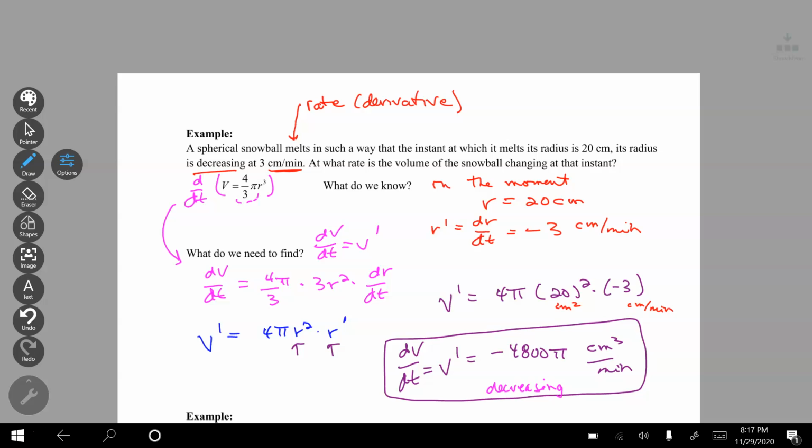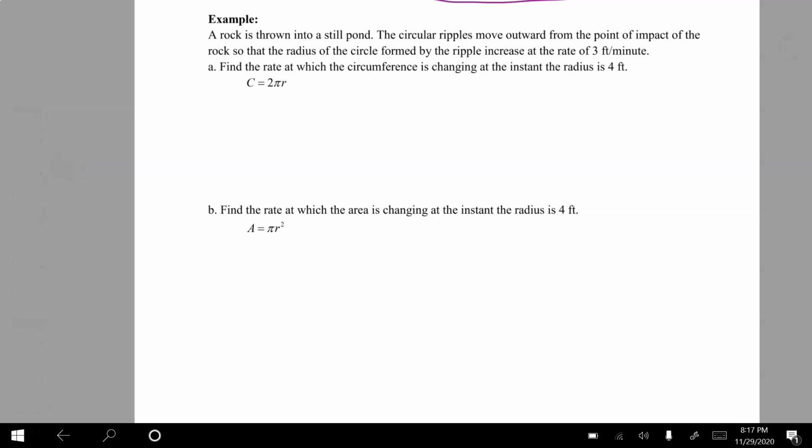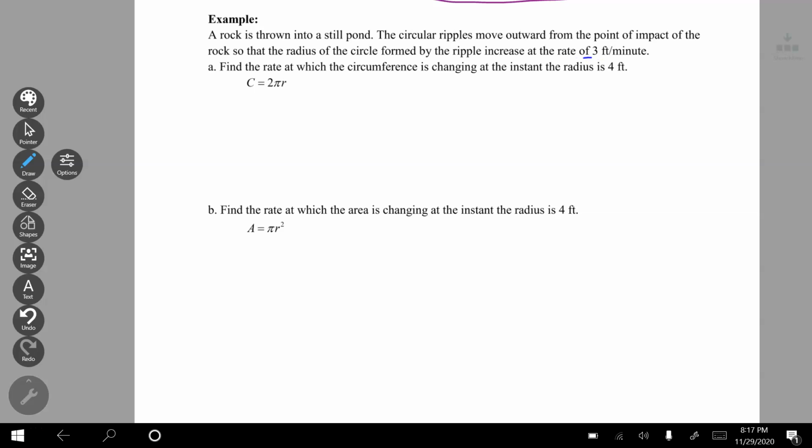Don't forget your units. Okay, so we have a rock thrown into a pond, making circular ripples, moving outward from the point of impact. I want to know how the radius is changing. I know the radius is increasing at 3 feet per minute. I want to know, how is the circumference changing? Well, two things I know right now is my radius is equal to 4, and my r prime, or my dr over dt, is equal to positive 3. This is feet. This is feet per minute.